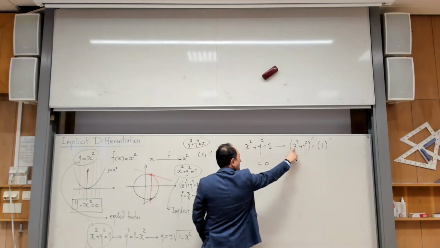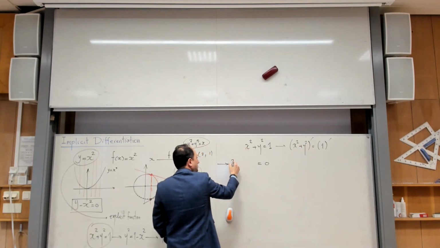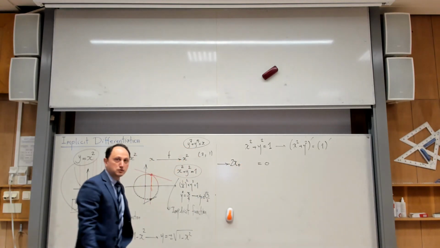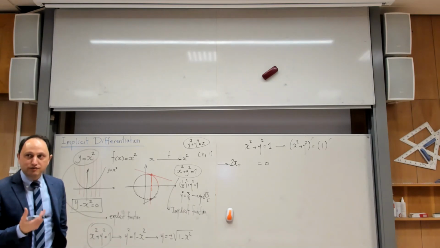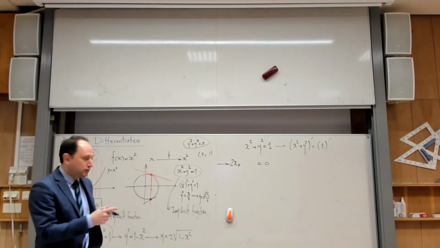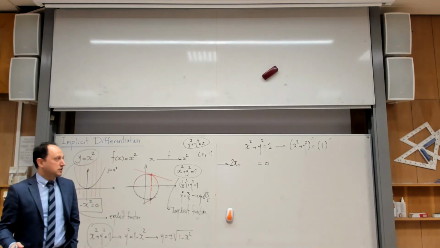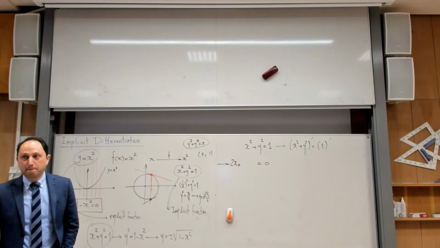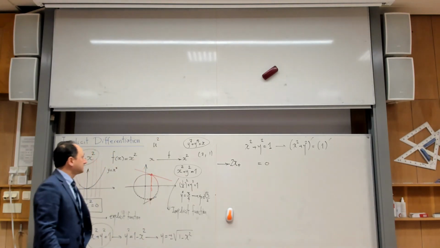The derivative of the sum of two functions is the derivative of each one of them individually, so it becomes 2x plus. The next one, can you tell me what I should write for the next one? y is a function of x, even though I don't know which function. I couldn't solve it explicitly, but I imagine that it's a function of x. Then what is the derivative of y squared? What is the derivative of u squared? What was the chain rule?